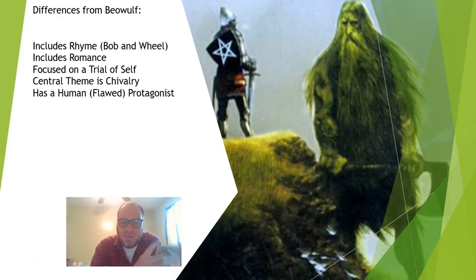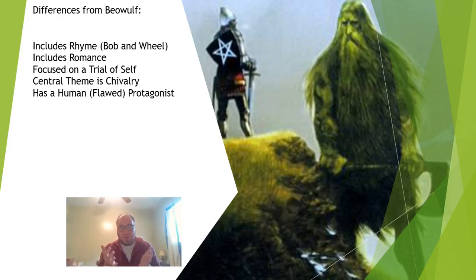Another thing that's really different about Sir Gawain and the Green Knight from Beowulf is that this one's focused on the trial of self. Sir Gawain's greatest enemy on some level is actually himself, his internal fears and doubts and desires, which are not living up to his ideal. And so he's got this internal struggle. Beowulf never had an internal struggle. Beowulf started the story freaking awesome and died freaking awesome. He had no character development. He was the same person throughout.